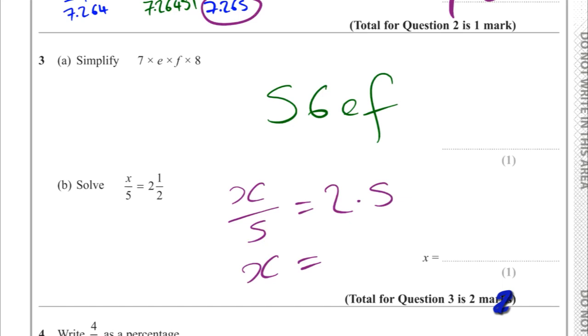So to figure out what 5 lots of 2.5 is in your head, you might want to first find out what 2 are. 2 lots of 2.5 is 5. Double that again, so 4 lots of 2.5 is 10. And if I want 5, I need an extra 2.5. So my answer is going to be 12.5.